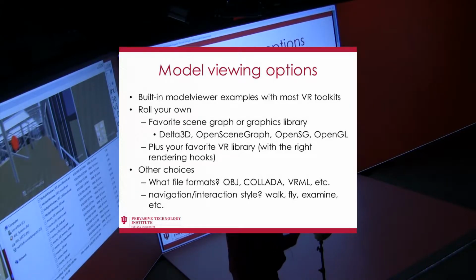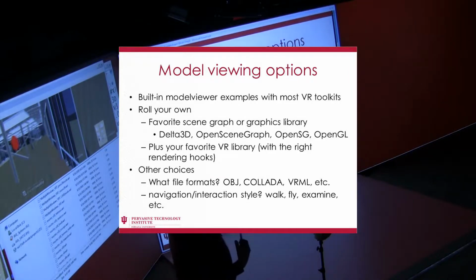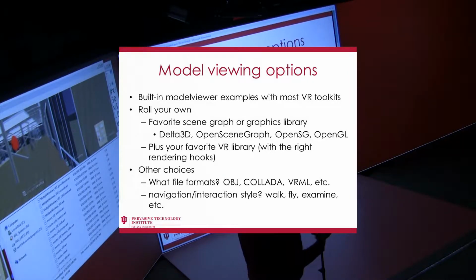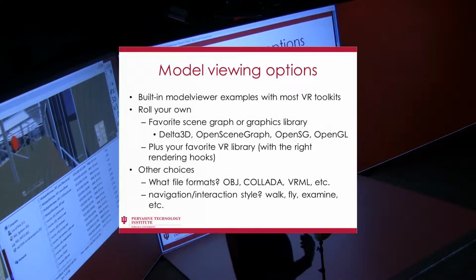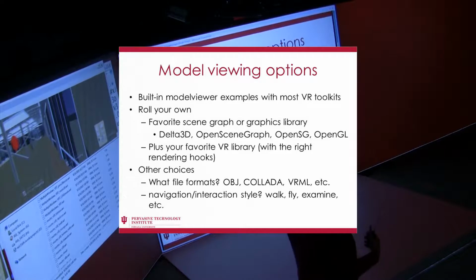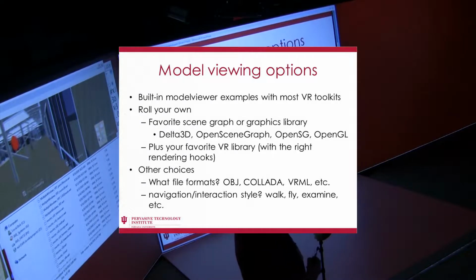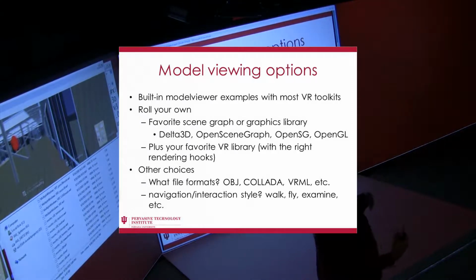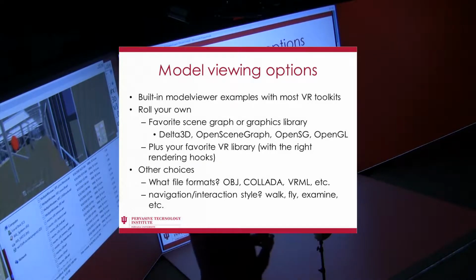You decide what file formats you might want to use. OBJ file was very popular back in the day. Collada is a common asset interchange format, VRML, and now X3D. Then you also have to think about what are the interaction styles that you want to have? How do you want to navigate? Is it more natural to manipulate that model, thinking of it as an object that you would pick up and turn, as opposed to a world that you would walk through or fly through?